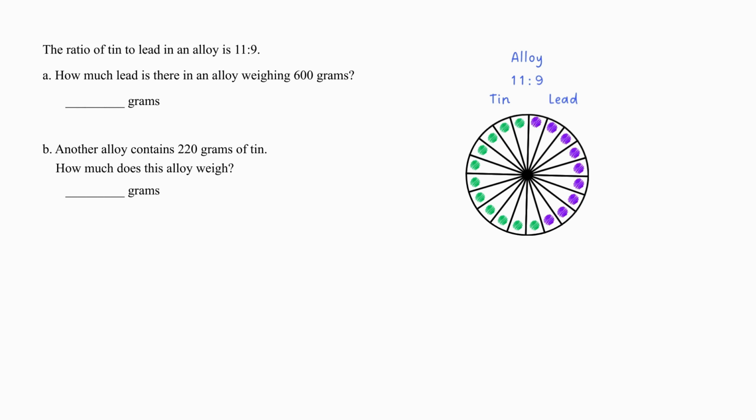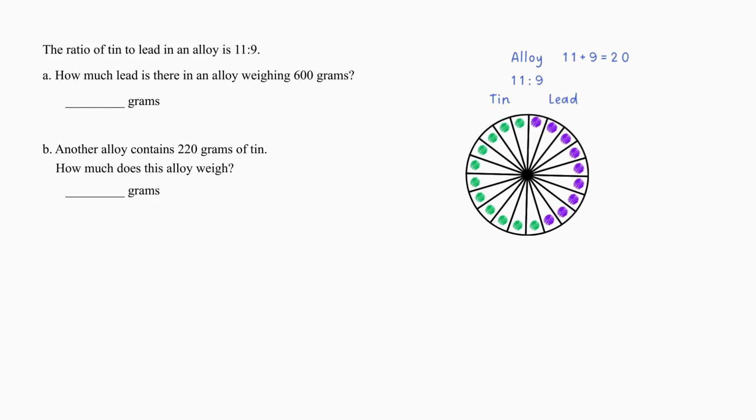Before we solve anything, we need to know how many parts is our alloy. We have 11 tin parts and 9 lead parts. So the total amount of parts, 11 plus 9, is equal to 20. This means for every 20 grams of the alloy, 11 grams are tin and 9 grams are lead.